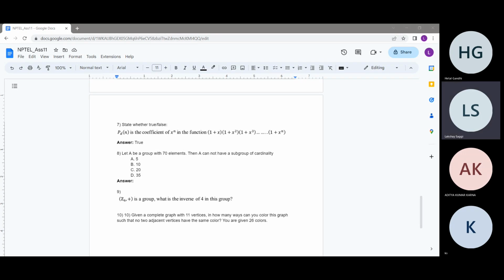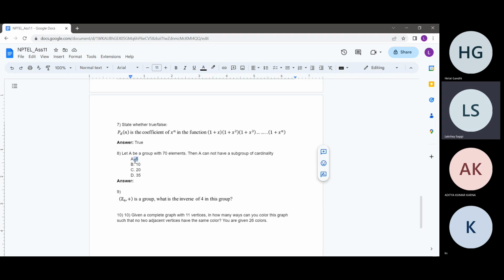KS also wrote C. So yeah, KS, your answer is correct. So A is a group with 70 elements. It's asking which of the following values A cannot have as the subgroup. So we just need to find which of the following cardinalities is not possible for the subgroup. So we know by Lagrange theorem that if there is a subgroup, then its order, which is nothing but the cardinality, should divide the cardinality of the original group, right? Cardinality of the original group is 70. So the order of the subgroup should be a divisor of 70, right?